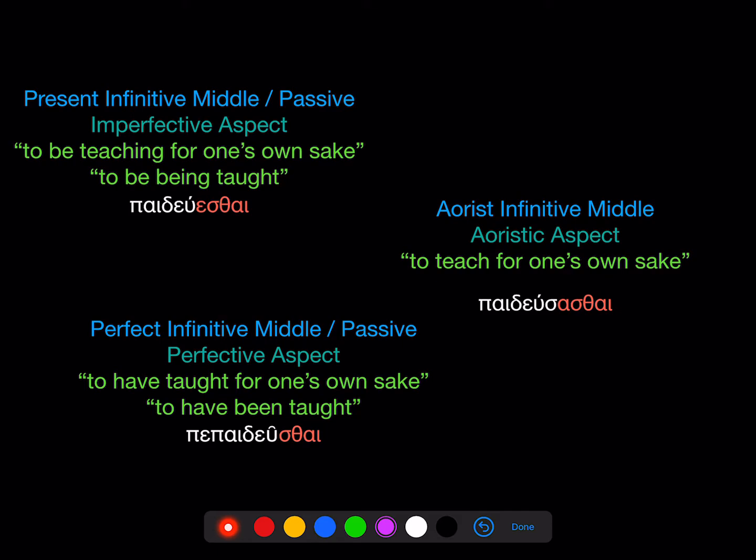All right, now let's compare the infinitives. Let's start with the present infinitive middle passive, paideuesthai. It's going to have imperfective aspect, and we can translate it middle, to be teaching for one's own sake, or passive, to be being taught. Then the aorist infinitive middle is going to have aoristic aspect, paideusasthai, to teach for one's own sake. Finally, the perfect infinitive middle passive, pepaideusthai, is going to have perfective aspect, middle, to have taught for one's own sake, passive, to have been taught.